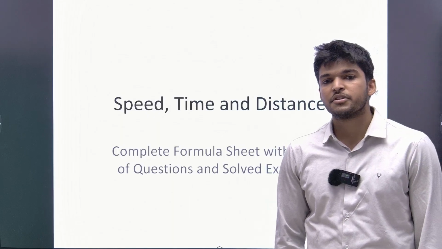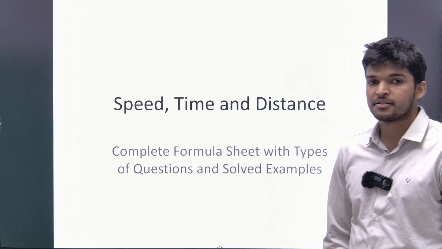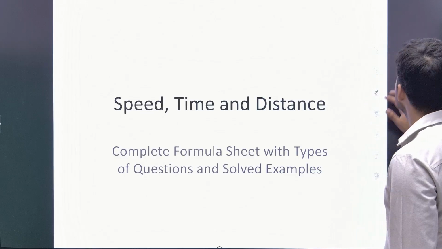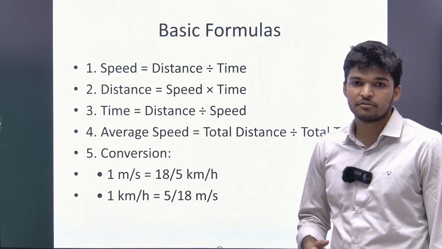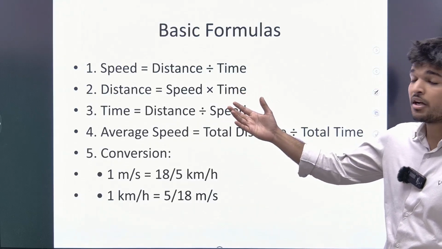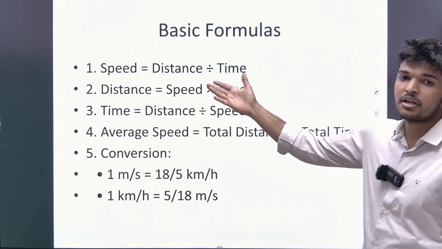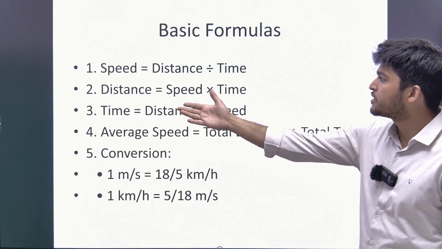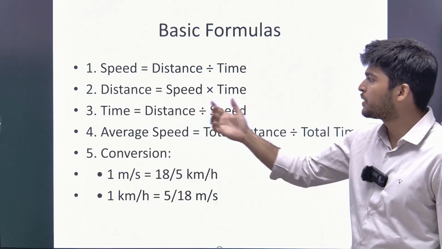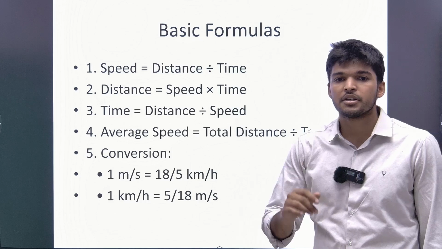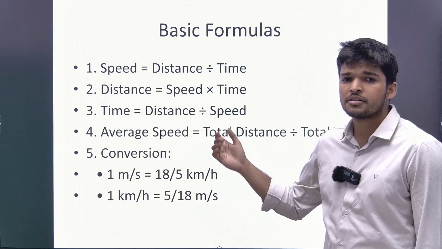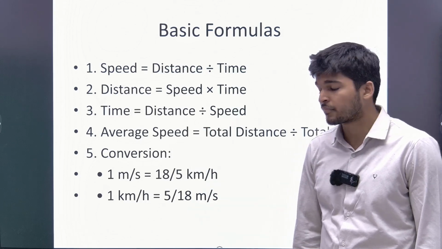The topic which we'll be covering today is speed, distance, and time. So to start with, we'll go with the basic formulas. The first one being speed equals distance divided by time. Distance equals speed into time, and time equals distance divided by speed. All three formulas are derived from the one single formula, that is distance equals speed into time.